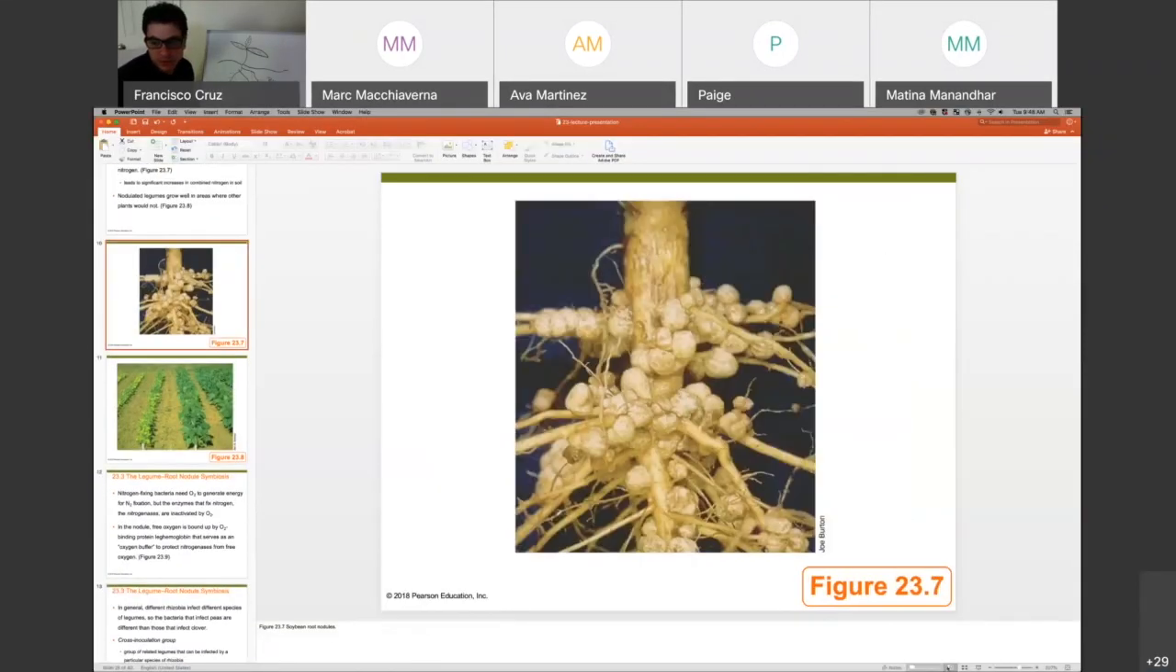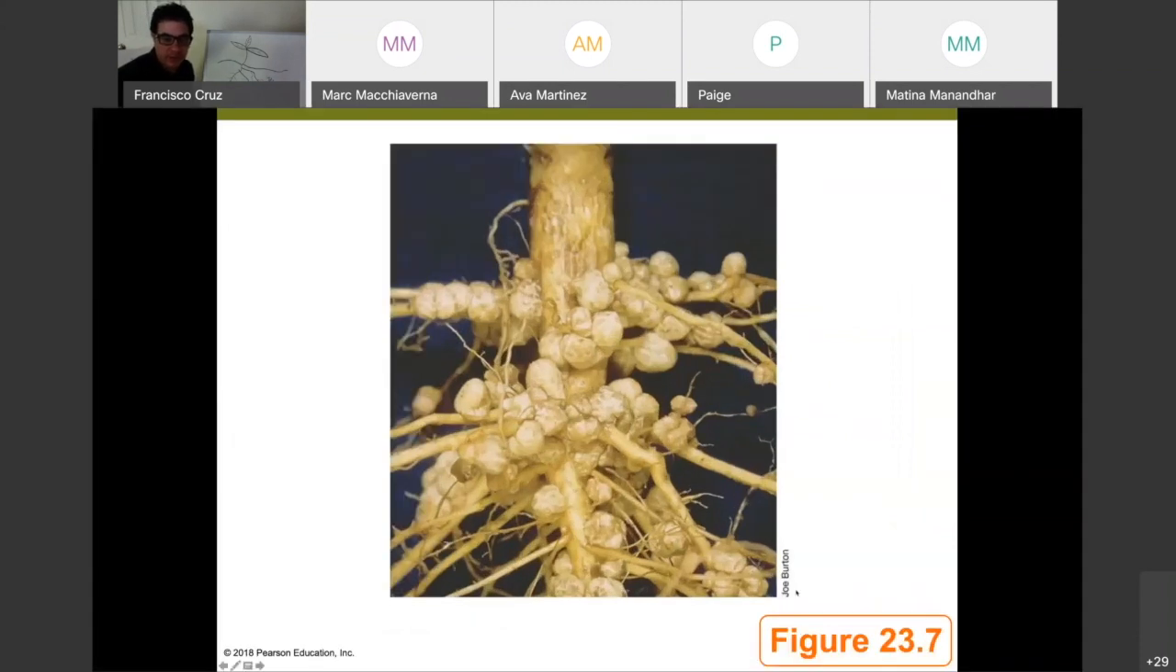This is what the root hair looks like after inoculation. We have this bumpy pattern. If you go outside and you pick up some clover, gently get the roots out of the soil, you'll see this. That's nitrogen rich, keeping all the soil rich for your weeds.